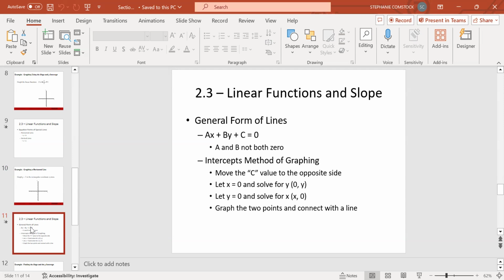Okay. Now, what we're going to look at for this is what's called the intercepts method of graphing. The way that we start this is we move our c value over to the other side, and then we're going to allow x to be 0 and solve for y, and that's going to give us our y-intercept. We're going to then reset and let y be 0 and solve for x, and that's going to give us our x-intercept. And then we're going to graph those 2 points, connecting that line.